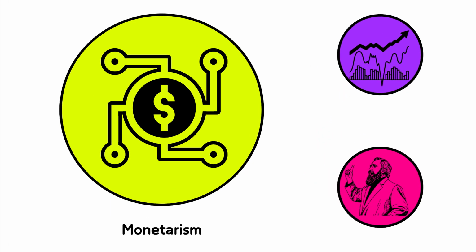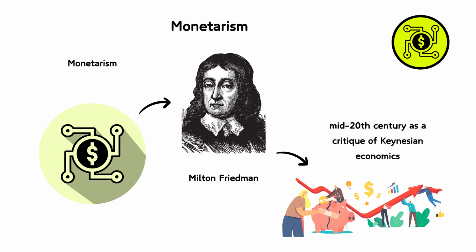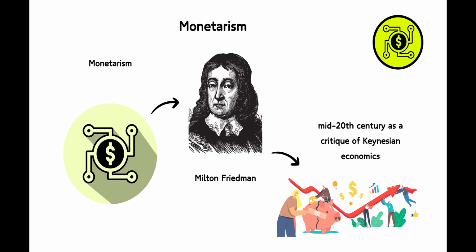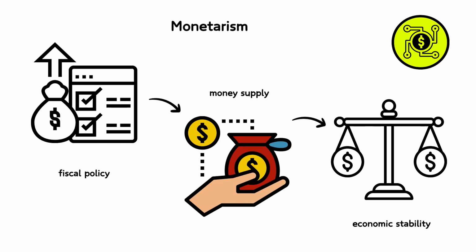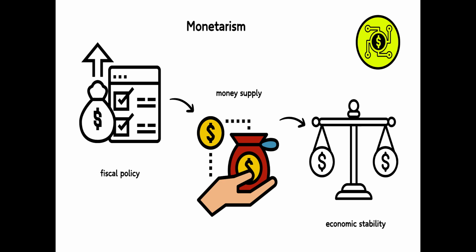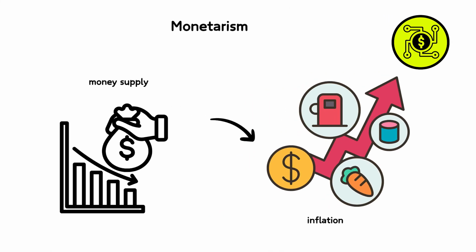Monetarism. Monetarism, primarily associated with economist Milton Friedman, emerged in the mid-20th century as a critique of Keynesian economics, particularly its focus on fiscal policy. Monetarists argue that the stability of the money supply is the most crucial factor in ensuring economic stability, positing that excessive increases in the money supply inevitably lead to inflation.